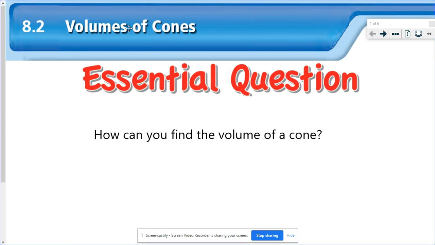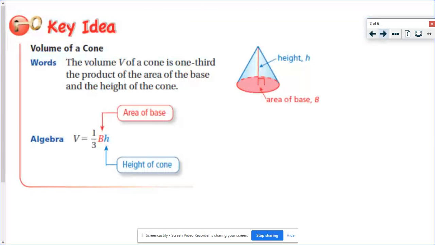Hello, math students. Again, today we're going to take a look at a new formula for volume. We're going to be working with the volume of a cone today. The volume formula for a cone is very similar to the cylinder formula that we just worked on yesterday. And I would expect that probably you know what a cone looks like.